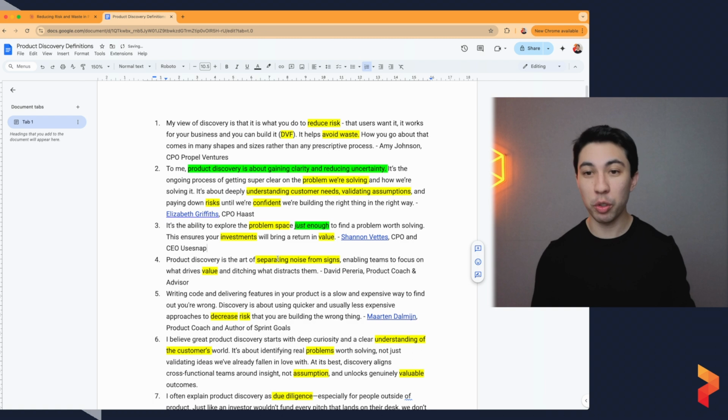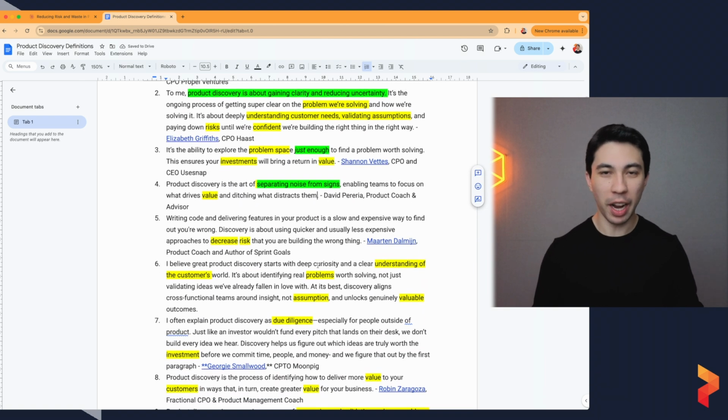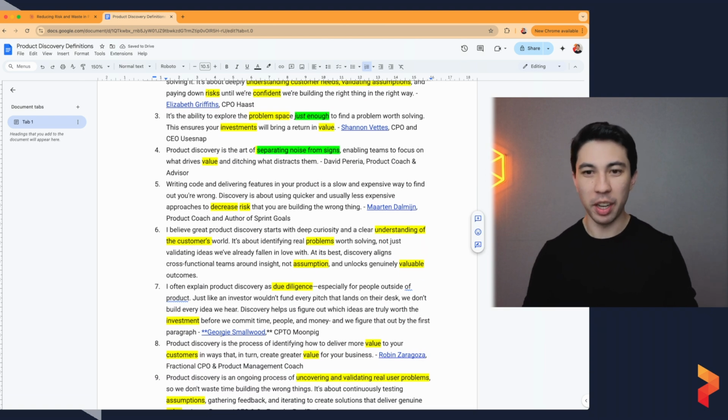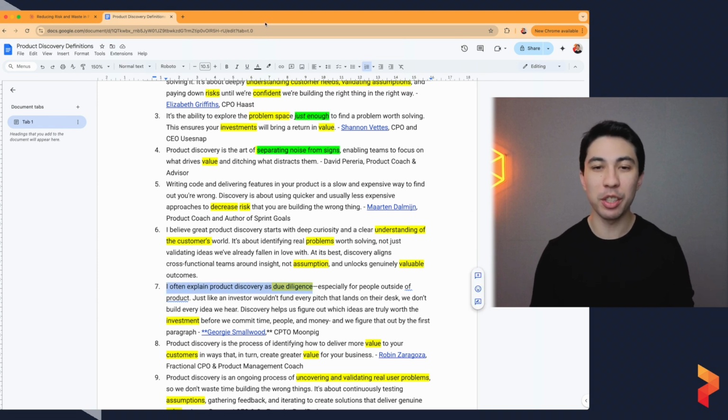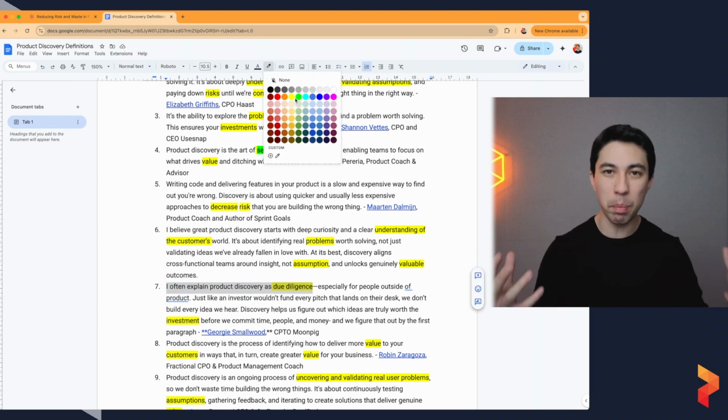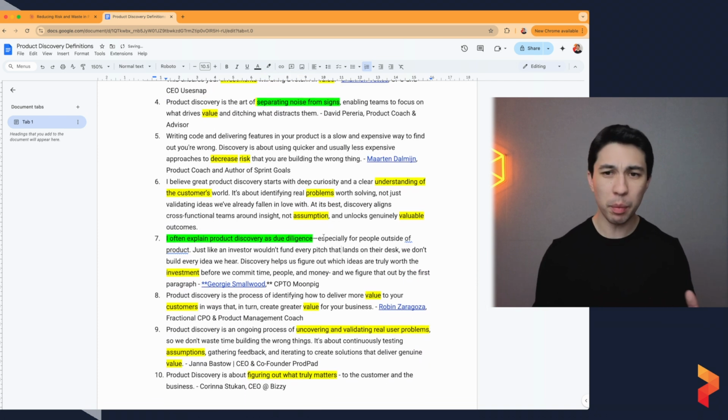David Pereira's also got a great one. He kind of frames clarity as separating noise from signals. Great way to frame clarity as well. Really fun way to frame clarity. I love that. So I called this one out before, but Georgie framed discovery as doing due diligence, having that investor mindset. I love that framing. Said it before as well.